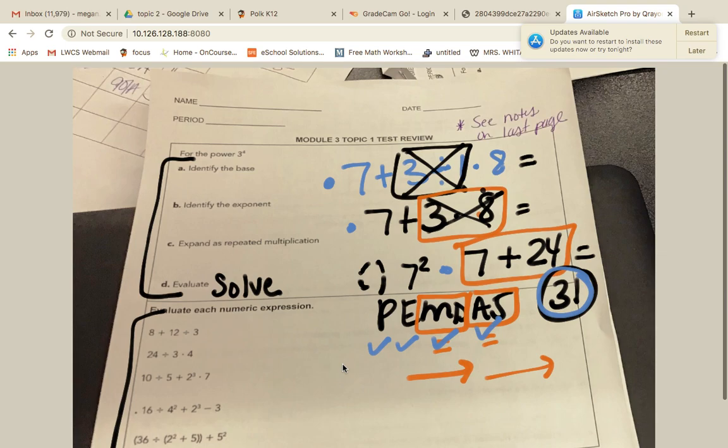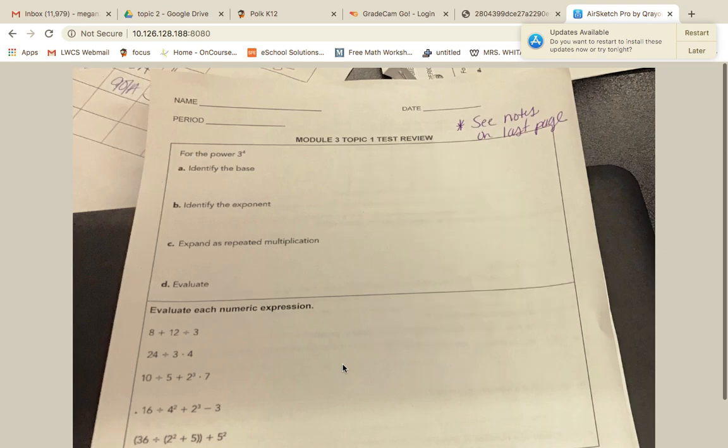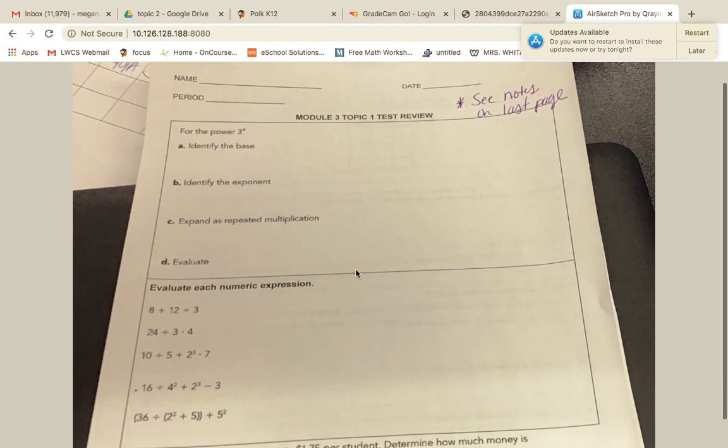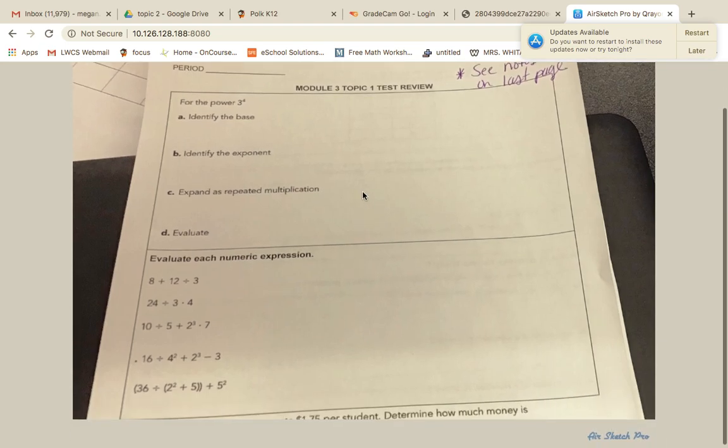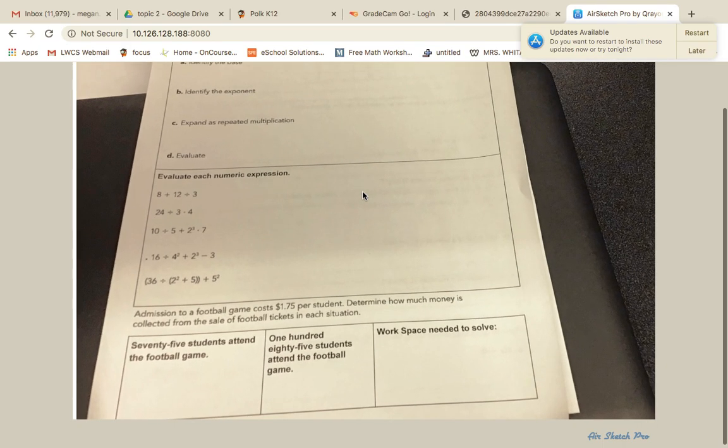Okay, let's go to your next set of problems. Down at the bottom, it says admission to a football game costs $1.75. They could have asked you in this question, I think they did have this, but I took it out. They want you to figure out what expression you would use to solve this, depending on the situation. And we know that there is $1.75 per student. Per is a good word to signify that you're going to be multiplying. You're going to be multiplying by however many students you have.